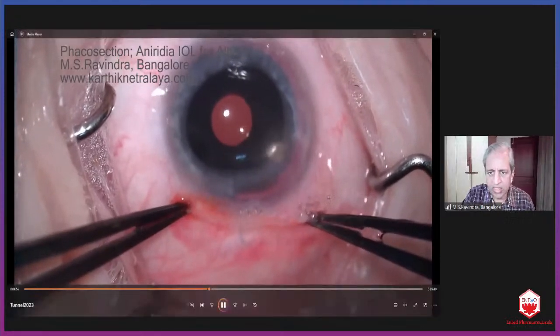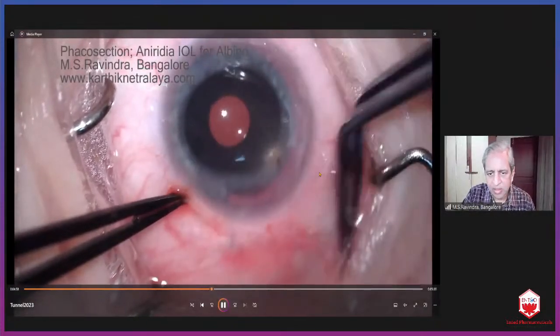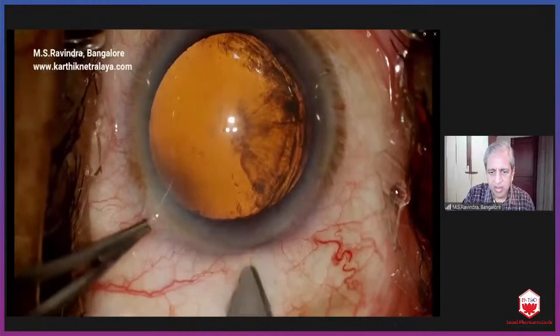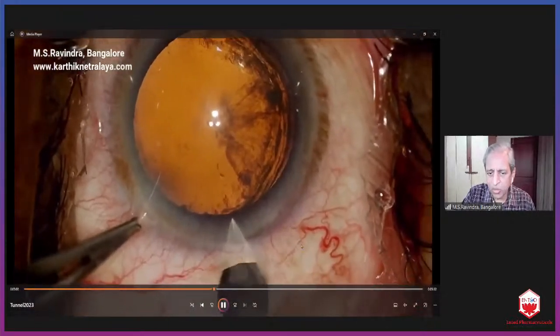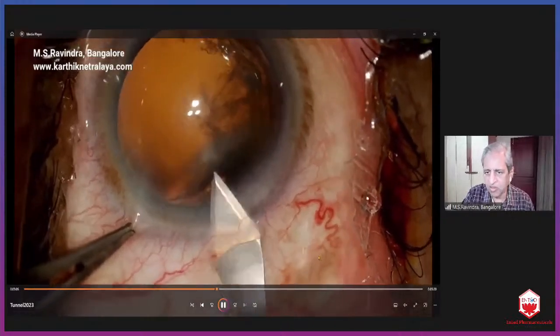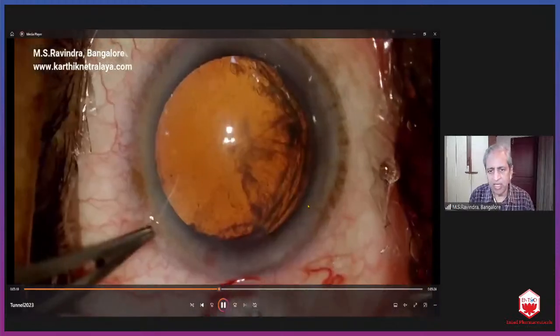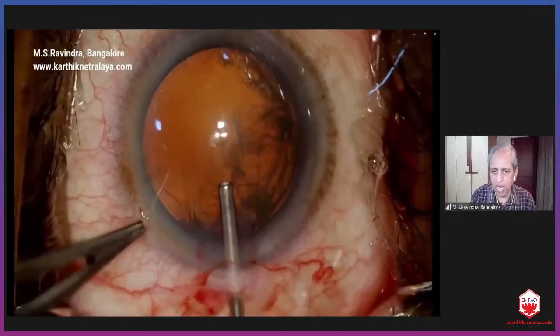You don't have to bandage, keep the eye open, and the patient will enjoy the vision. This is how I normally do it today. I take the incision about 1 millimeter behind, on the steep axis of the cornea. The steep axis we measure and mark using a toric marker.